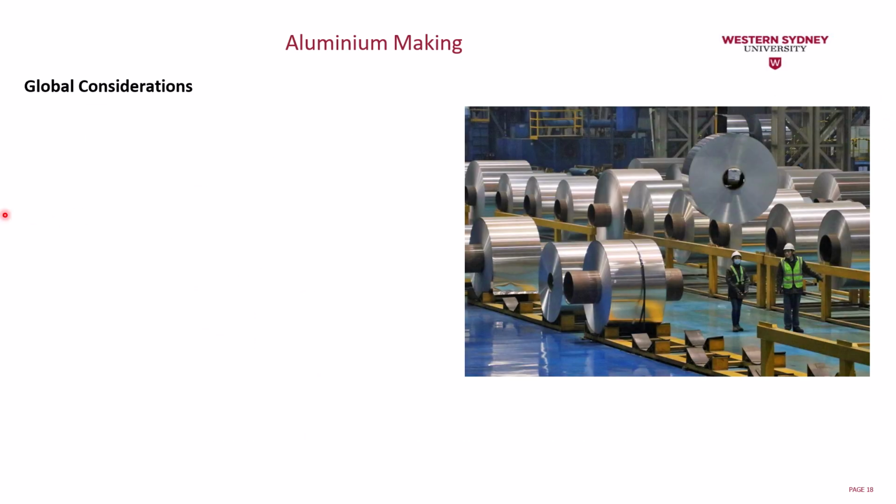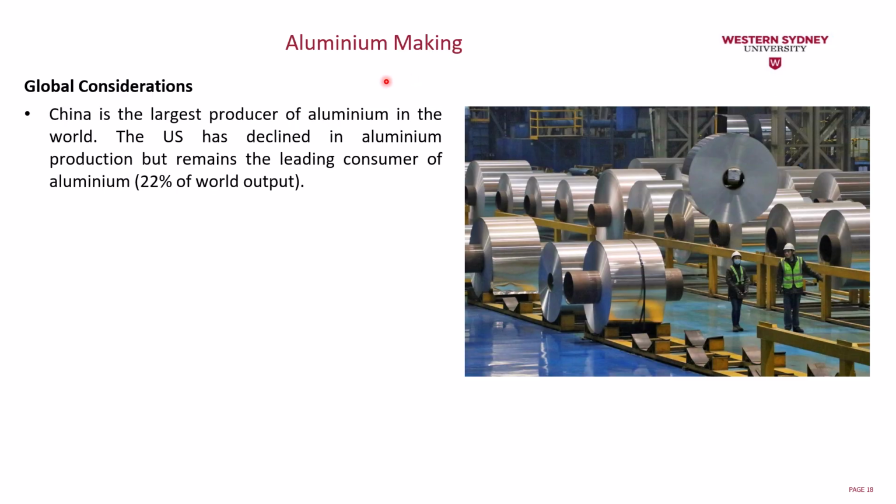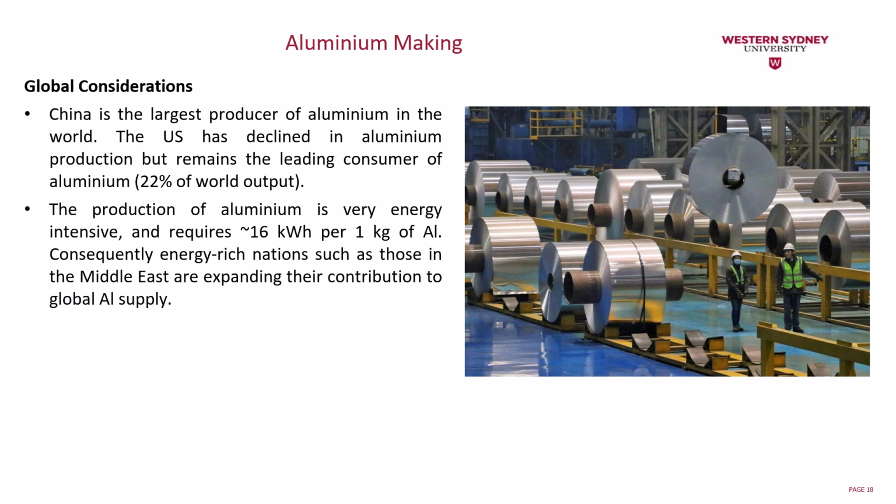So we have once again global considerations for aluminium making. The first thing is that China is the largest producer of aluminium in the world. The US has declined in aluminium production but remains the leading consumer of aluminium, using about 22% of the world output. The production of aluminium is very energy intensive, requiring about 16 kilowatt hours per 1 kilogram of aluminium, which is actually too much.